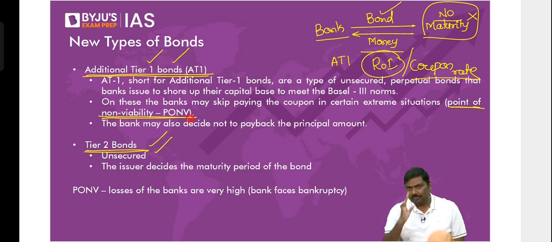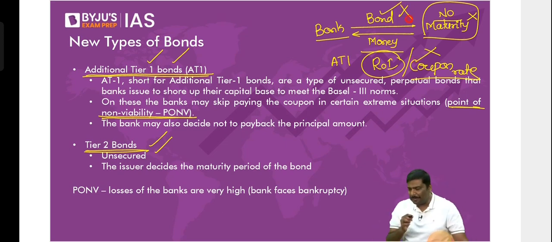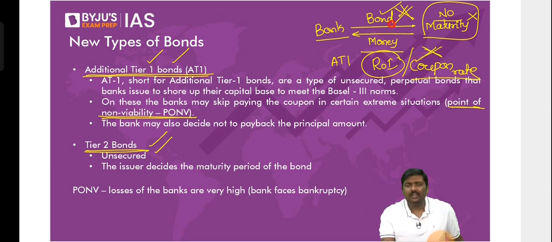Right? Now, what does RBI say? Follow this. This is a dangerous provision. RBI says that if the point of non-viability is applicable for a bank, in such cases the bank can simply cancel the coupon amount and the bank can simply cancel the principal of the bond also. I'll repeat it. If the bank reaches a point of non-viability, the bank can cancel the coupon amount. Means what? They will not give you coupon. And the bank can even cancel the bond amount.